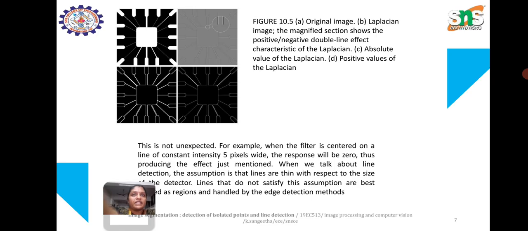Image segmentation plays a crucial role in various fields by breaking down images into manageable parts for further analysis. These techniques vary from simple thresholding to complex deep learning based models depending on the application. And the detection of isolated points mainly helps to identify anomalies or noise in an image by comparing each pixel to its neighborhood. So by setting an appropriate threshold, such points can be detected.